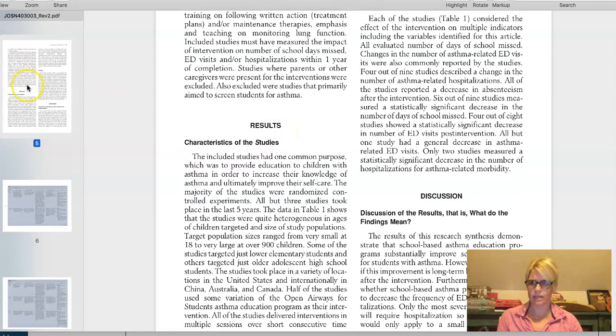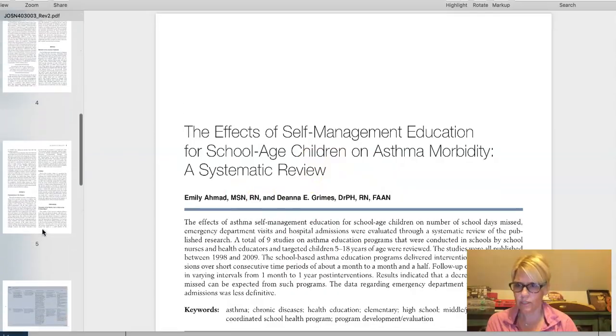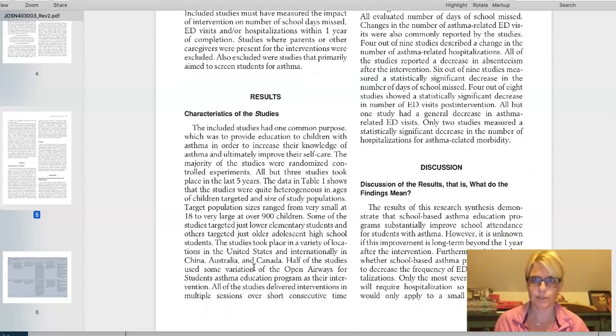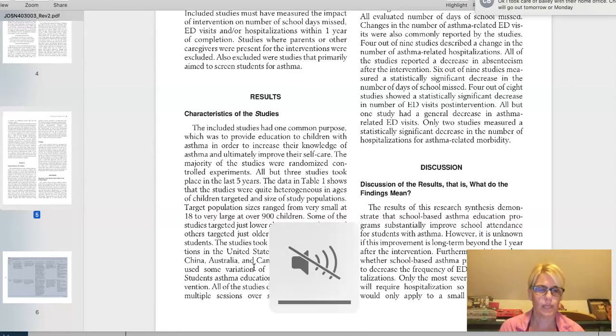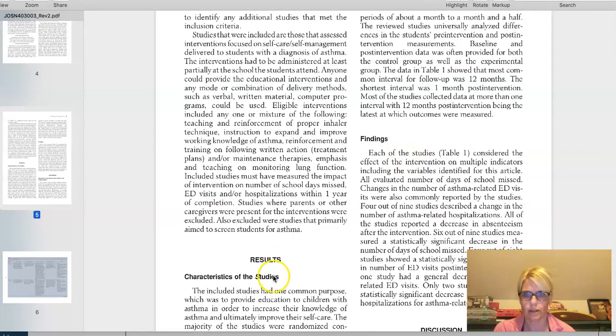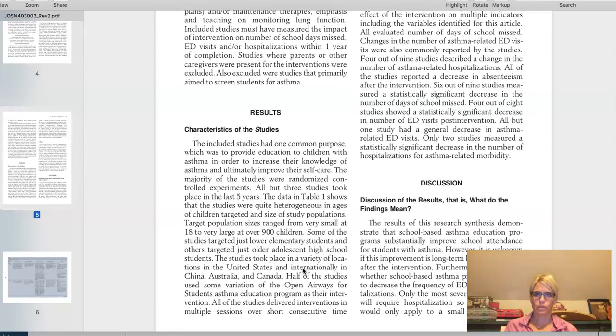This is the asthma study that we've been looking at that was submitted by a student. And there, page 5, it says results, characteristics of the studies. So it's perfectly in alignment with your assignment. It has results, characteristics of studies, and then findings. You can see this student went right along with the columns on the 6A table. She started talking about the purpose, and overall they had the one common purpose, which was A, B, or C. She talked about the types of studies.